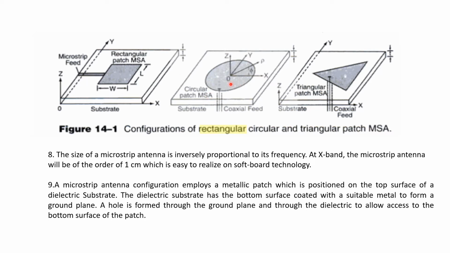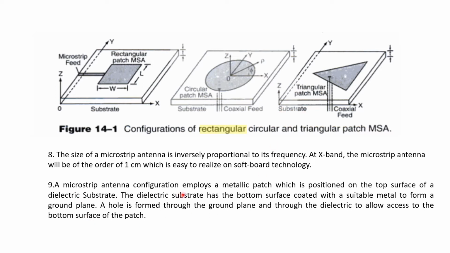That is, if the frequency is higher, then the microstrip patch will be of very small size. If it is at X band, then the size will be of the order of 1 centimeter, which is easy to realize on soft board technology.